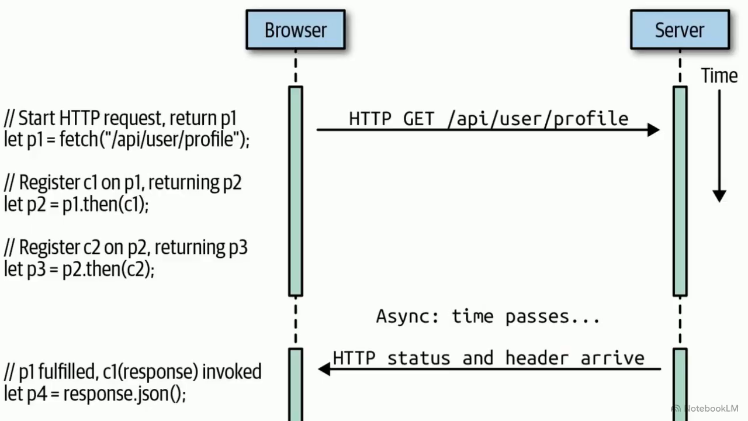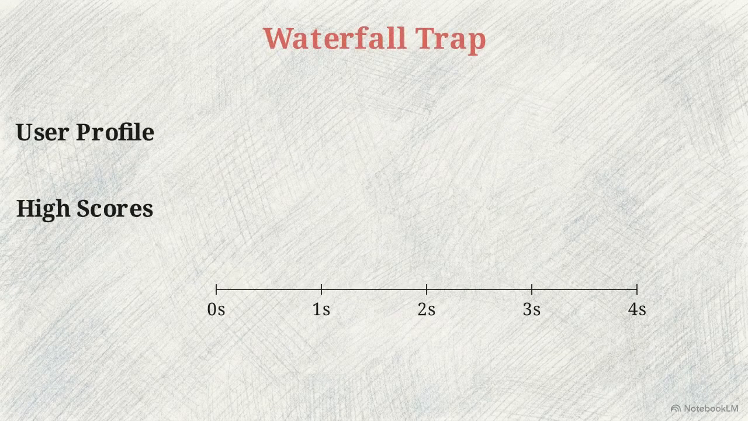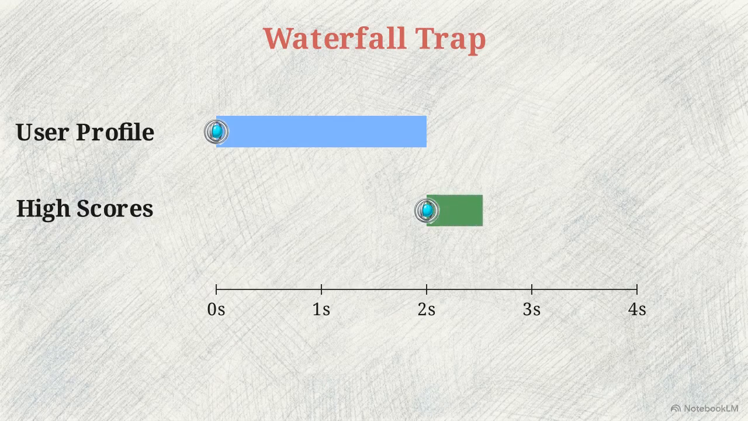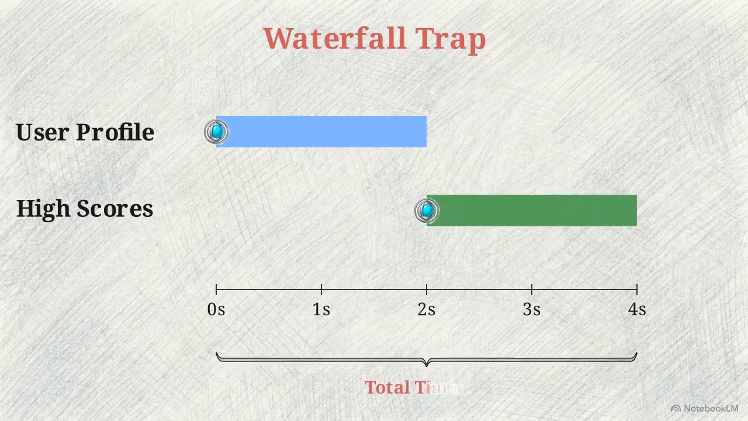This sequence diagram illustrates the chronological downward flow of time between a browser and a server during a single fetch request. Now imagine an application that needs two pieces of data to load, a user profile and the global high scores. If you write two await statements sequentially, you create a waterfall trap. The engine forces the first request to finish completely before the second request begins. If each takes 2 seconds, your user waits 4 seconds total.